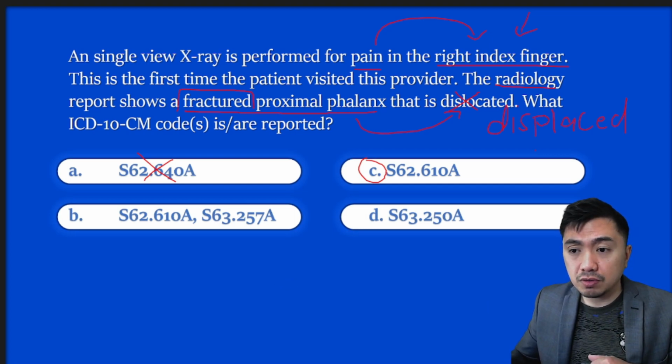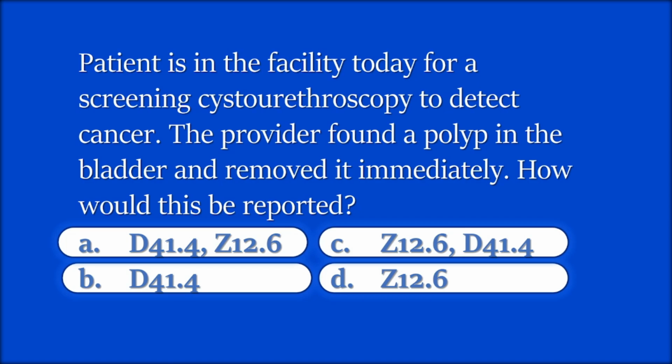So let's now proceed to the fourth question. Patient is in the facility today for a screening cystourethroscopy to detect cancer. The provider found a polyp in the bladder and removed it immediately. So what's the code that should be reported? Timer starts. You can pause the video here.